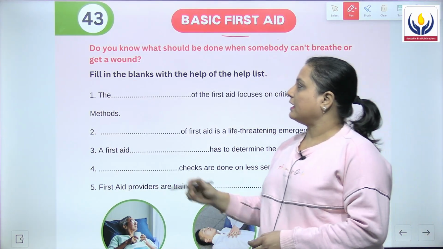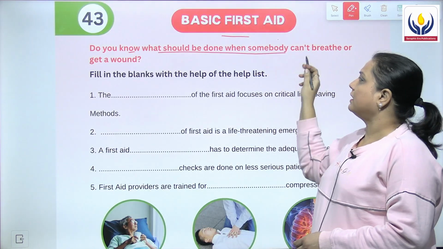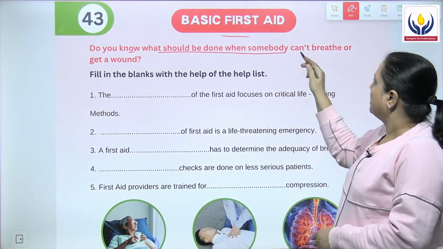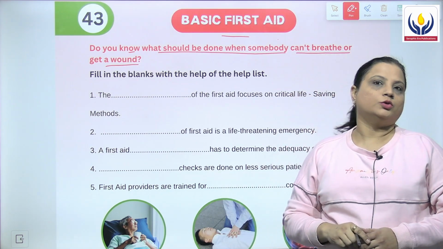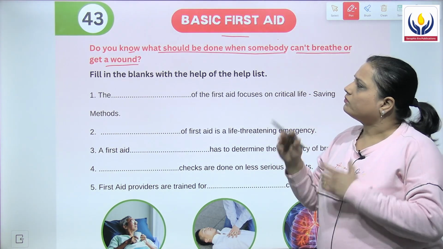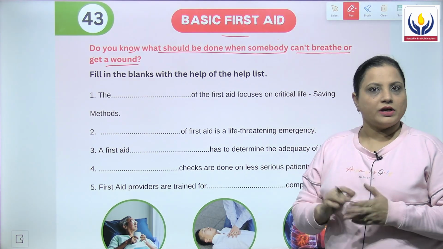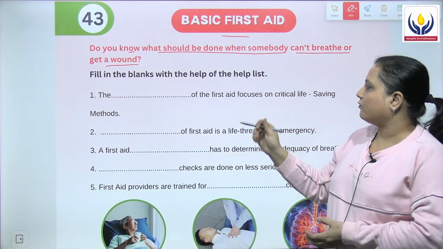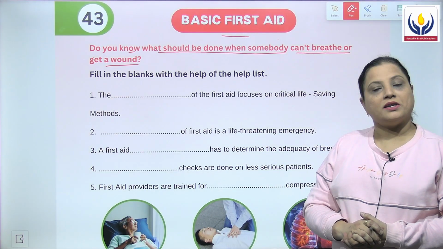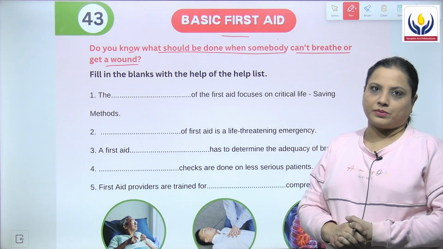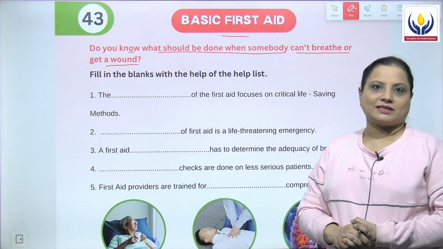Now what they are saying is, do you know what should be done when somebody can't breathe or gets a wound? If in case you do not know, we are there to help you out with some fill in the blanks, which will give you an idea of how to give first aid to an injured person or a sick person. So let's begin with the exercise now.